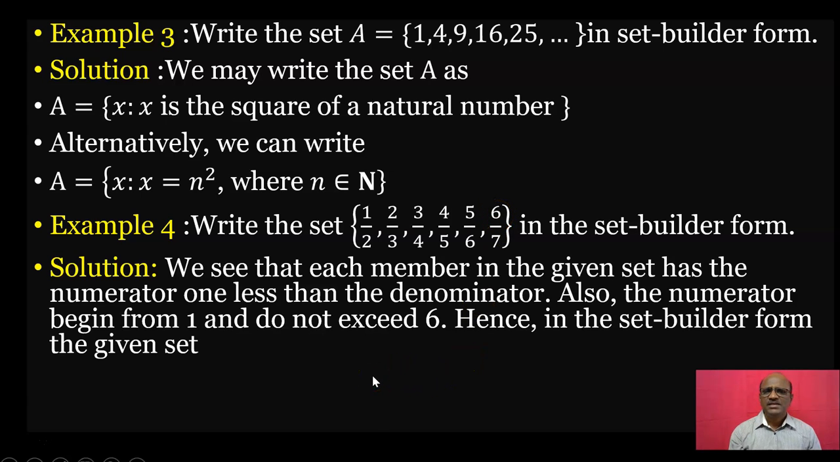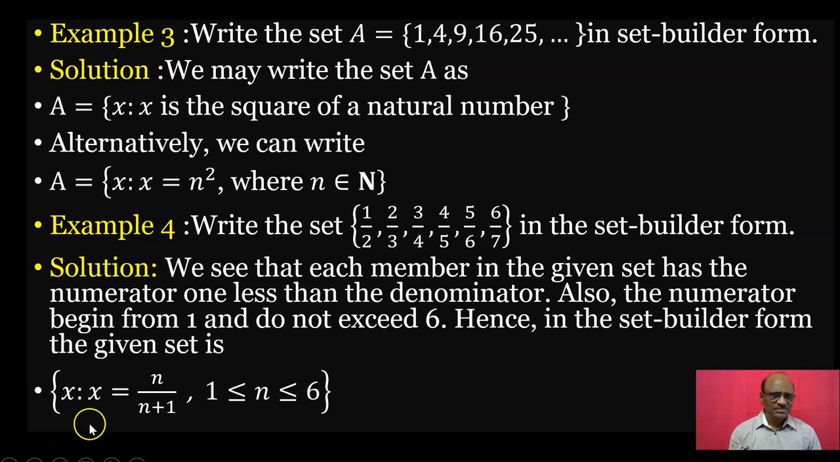Hence, in set builder form, the given set is {x : x = n/(n + 1)}. If we take n = 1, then 1/(1 + 1), that is 1/2. If we take n = 2, then 2/(2 + 1), that is 2/3. And what about n here? n lies between 1 and 6, equal to 1 also and equal to 6 also.